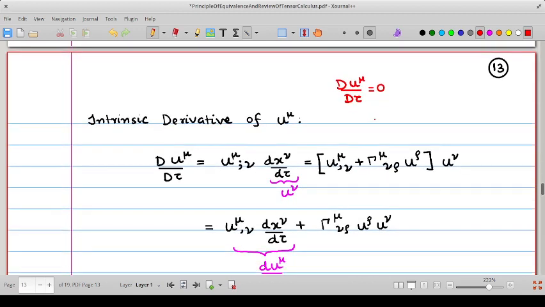But we already know from the calculus of tensors that the intrinsic derivative is defined in the following way. You take the covariant derivative of u^μ with respect to x^ν, and then multiply it with dx^ν by dτ, and ν is summed over. But now dx^ν by dτ is nothing but u^ν.